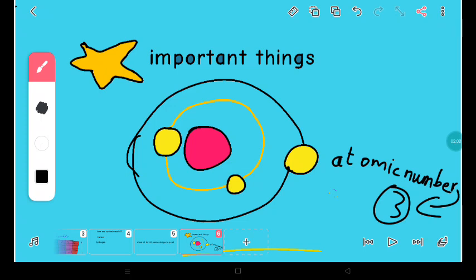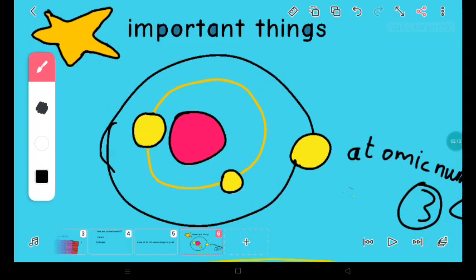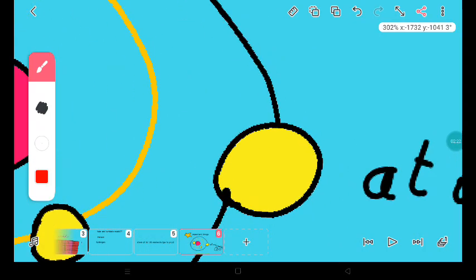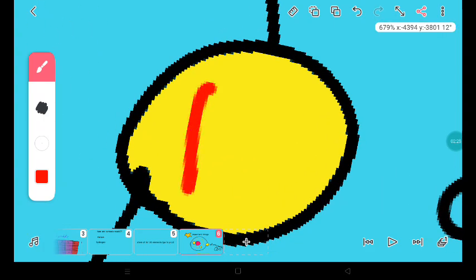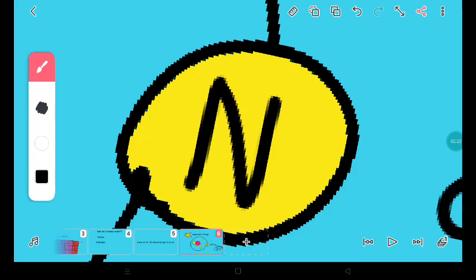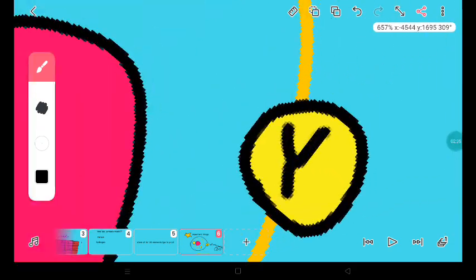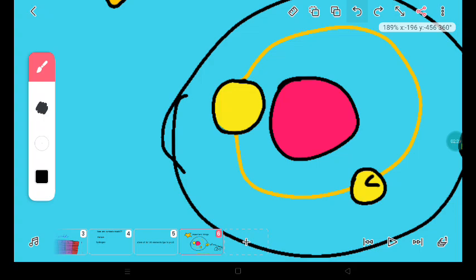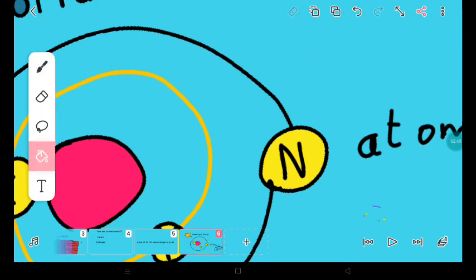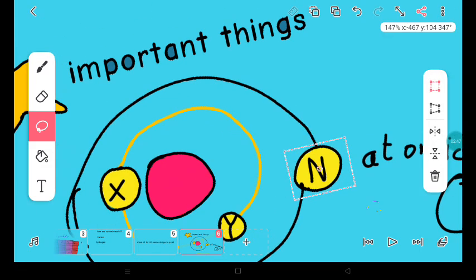Okay? Great. Now we're gonna learn electron orbit. Electron orbit means the path that the electron is going on. For example, let's name this electron N. Let's name this electron Y, and let's name this electron X. Now this N electron is going on this orbit only.